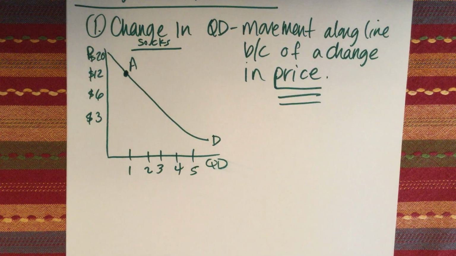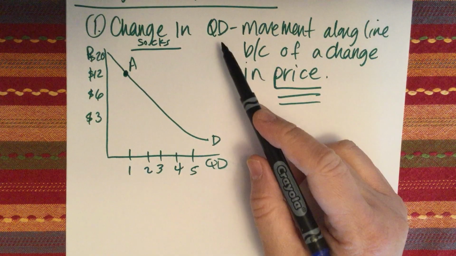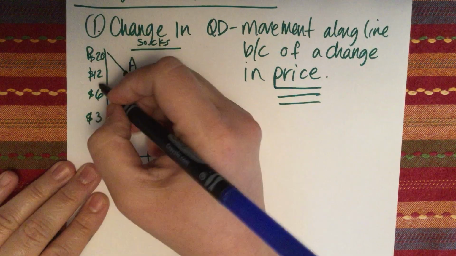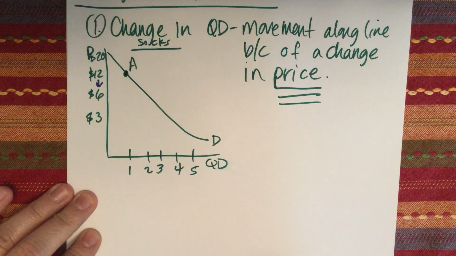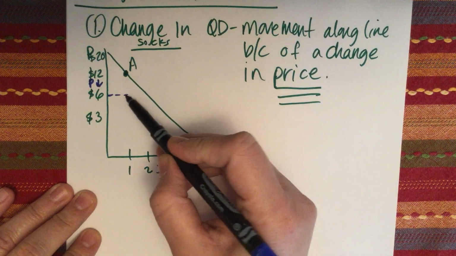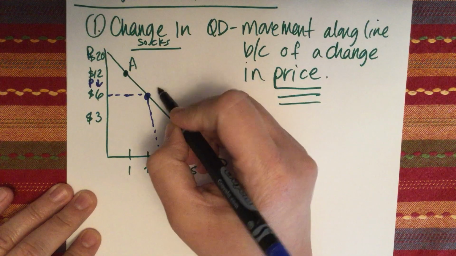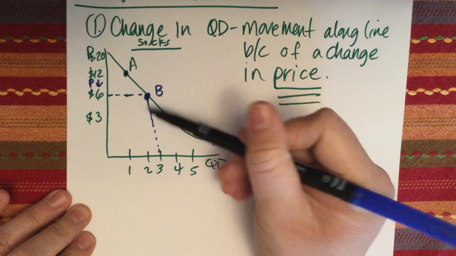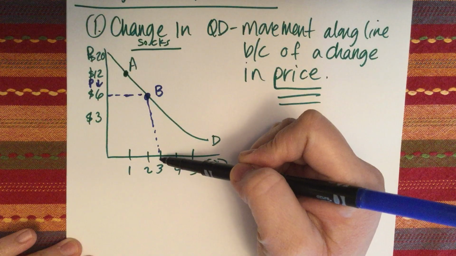Let's say, for example, that if price changes, again, this is what causes a change in quantity demanded, a movement along the line. So let's say that price goes down from $12 to $6 for these socks. Price has gone down. So now at $6, we are demanding, I drew my line after the fact, so we're going to call this point B. I know that's kind of crooked, but you get it. At $6, we are demanding 3 pairs of socks.